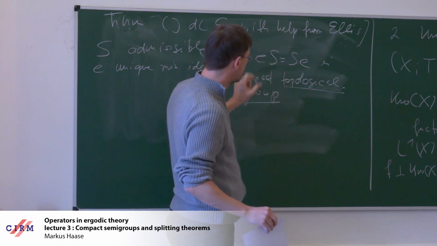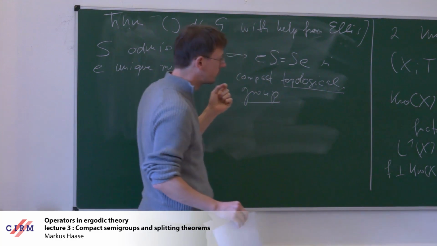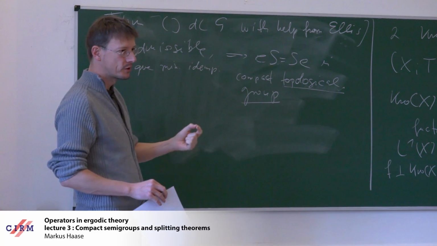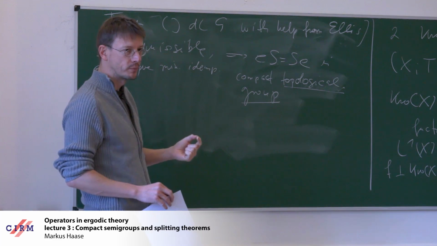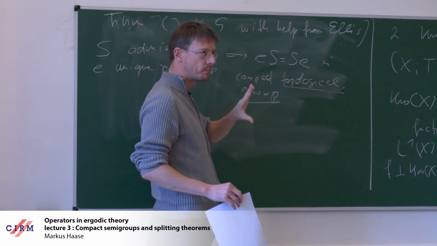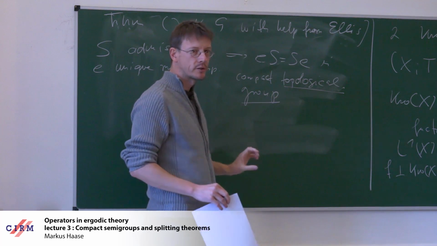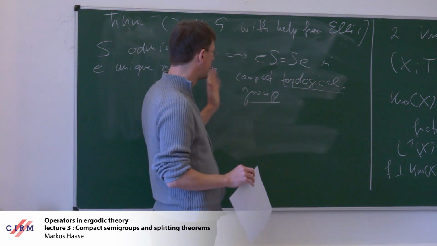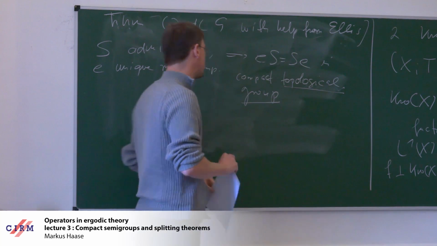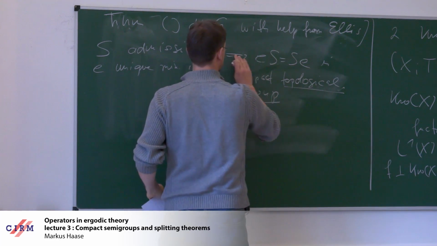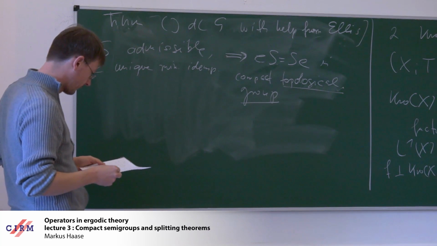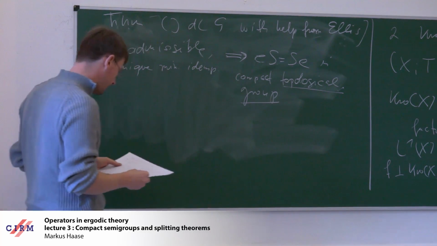But then you have a group which is semi-topological and compact, and now the theorem of Ellis tells you that it's a topological group. That means that on this set, the group, the semigroup multiplication is simultaneously continuous as a function, let's say, G times G to G. So it's a topological group. This is the non-trivial part, this theorem of Ellis, which goes into this proof. The other things are relatively elementary.